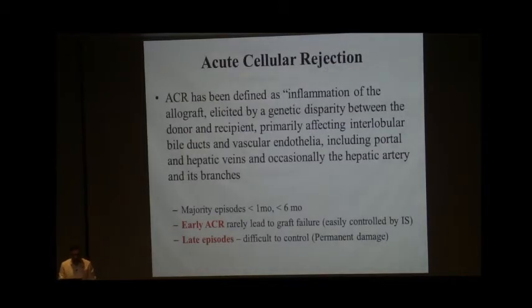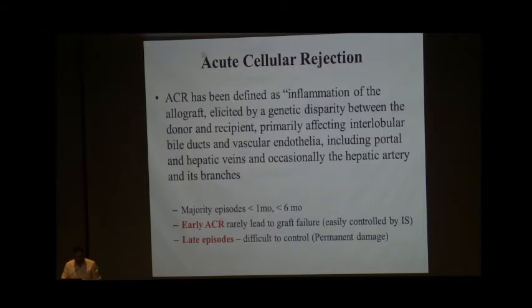Now, when I say acute cellular rejection, we mean T cell mediated rejection, and B cell mediated rejection is antibody mediated rejection. So acute cellular rejection is mainly the inflammation of the allograft. Why? Because of the genetic disparity between the donor and recipient, and it primarily affects the interlobular bile ducts and the portal and the hepatic veins, and the same is used for histopathological diagnosis of acute cellular rejection.